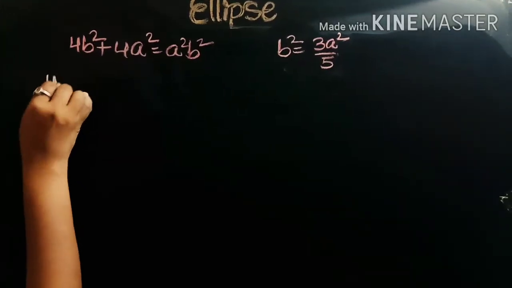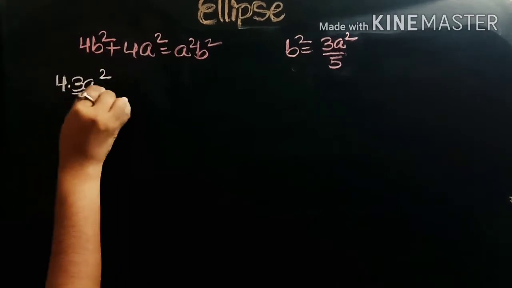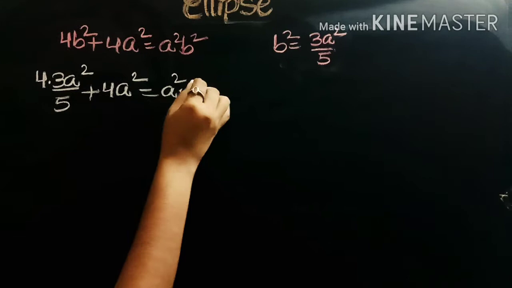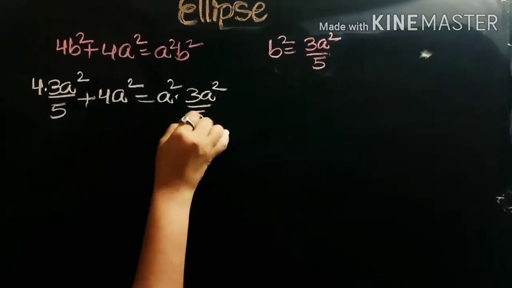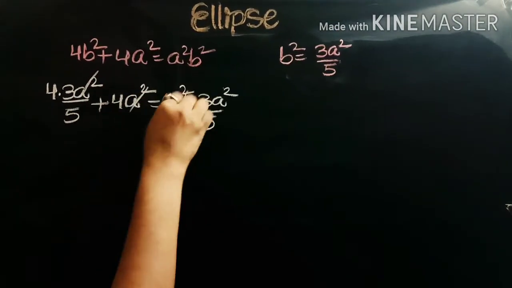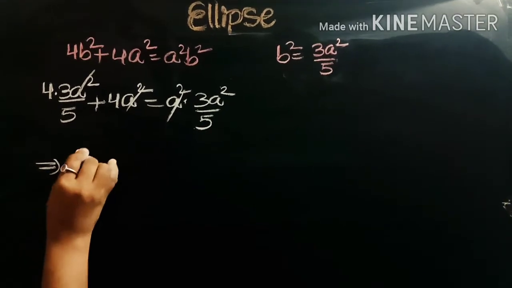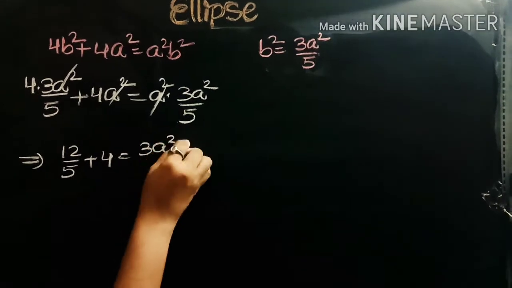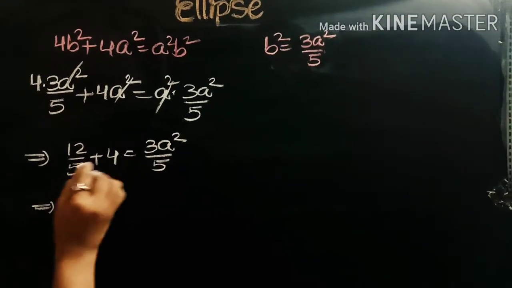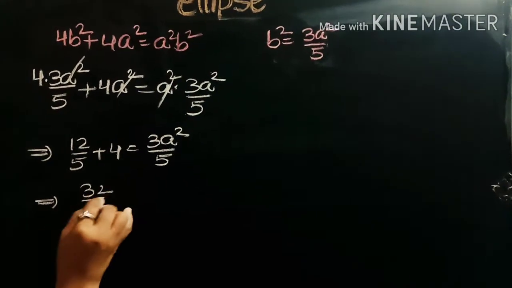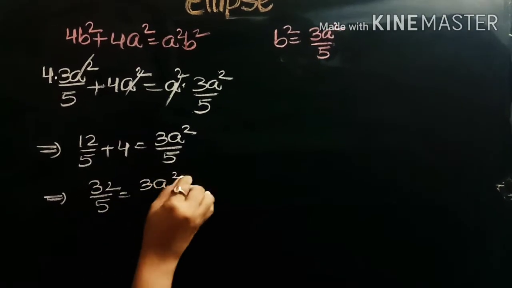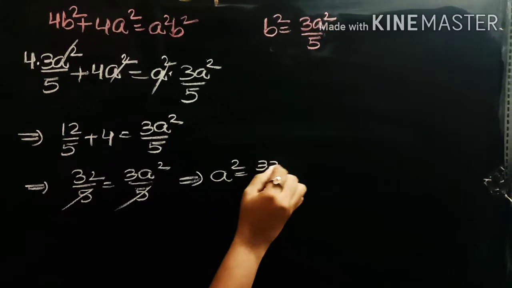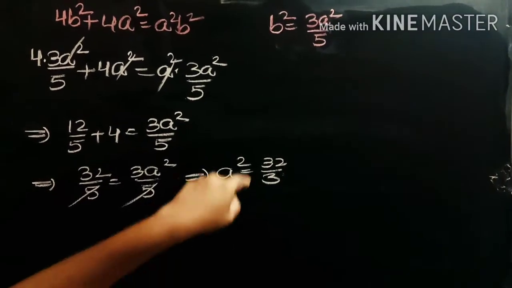That is 4 into b square. The b square value is 3a square by 5, plus 4a square is equal to a square into, again this b square, that is 3a square by 5. Now the a square terms cancel, which implies we get 12 by 5 plus 4 is equal to 3a square by 5, which implies 20 plus 12, 32 by 5, is equal to 3a square by 5. Therefore, the value of a square is equal to 32 by 3. Now we are replacing this value in that equation.